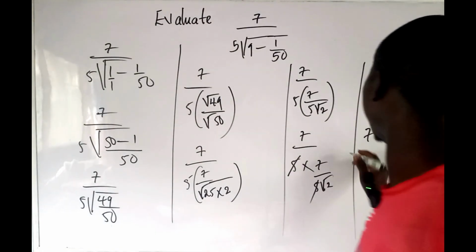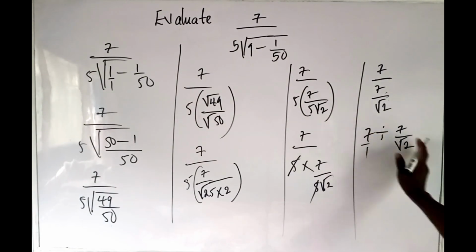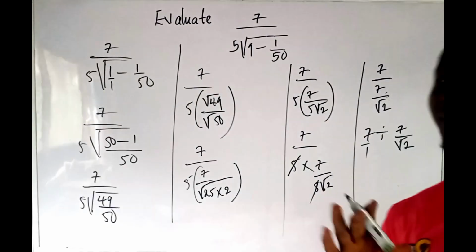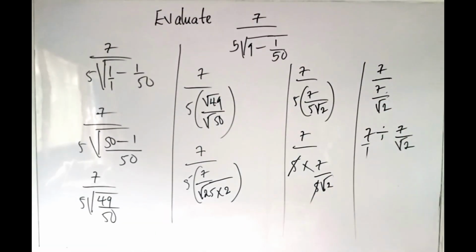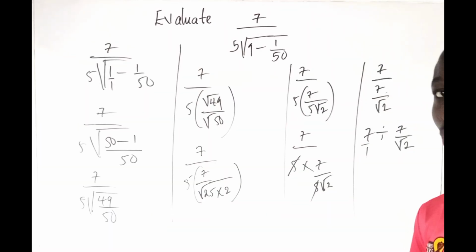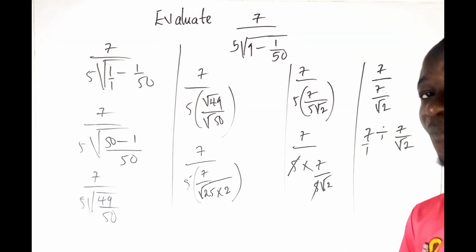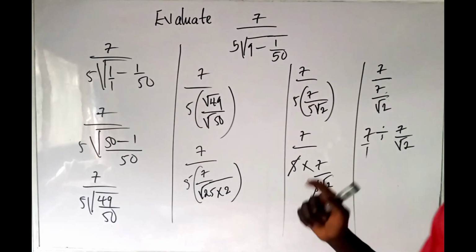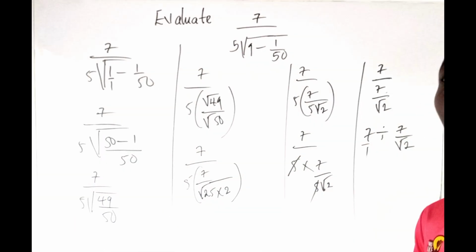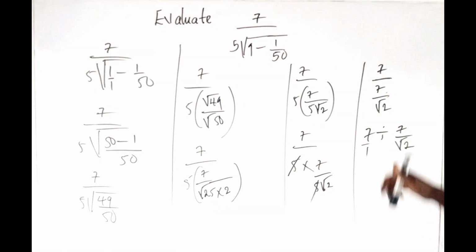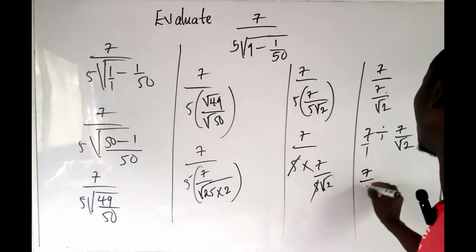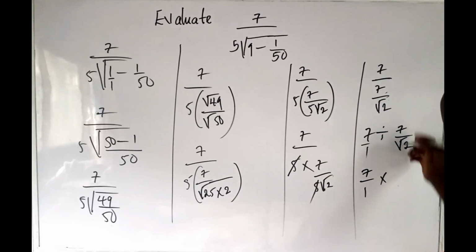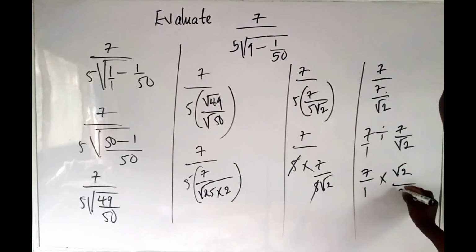Now we have two fractions, and in the middle we have a division sign. Whenever you see this kind of thing, what you just have to do is convert that division sign to a multiplication sign. After doing that, you switch the fraction: the one in the numerator goes to the denominator, while the one in the denominator goes to the numerator. Therefore we now have 7 over 1 times root of 2 over 7.